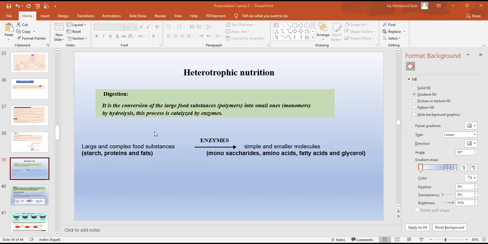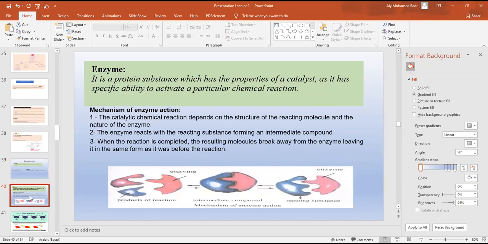This process cannot take place except in the presence of enzymes, where large and complex substances such as starch, proteins, and fats, with the help of enzymes, which work as catalysts, catalyze the reaction and help to speed it up, converting these large molecules into simple and smaller ones. The starch will be converted into monosaccharides, the protein into amino acids, and the fats into fatty acids and cholesterol.